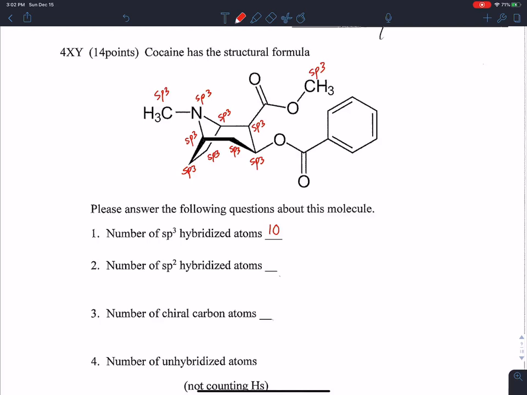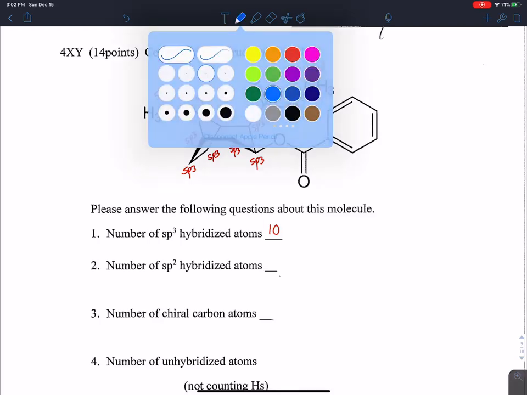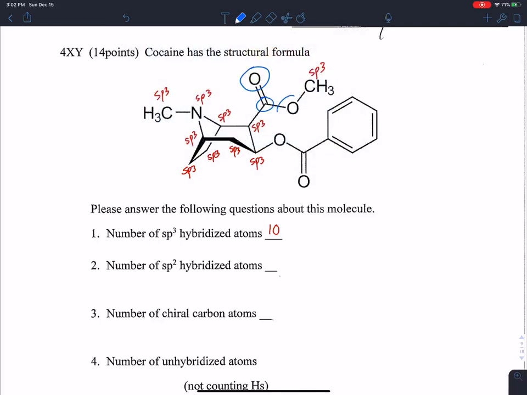sp2. Well, let's do it in blue. I know this is sp2, sp2, sp2, sp2, sp2, sp2, and literally all of these, 1, 2, 3, 4, 5, 6. All those are sp2. So 6, 7, 8, 9, 10, 11, 12. You should get 12.